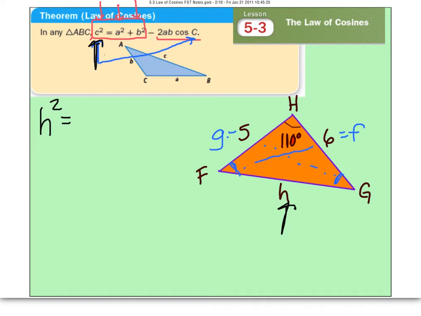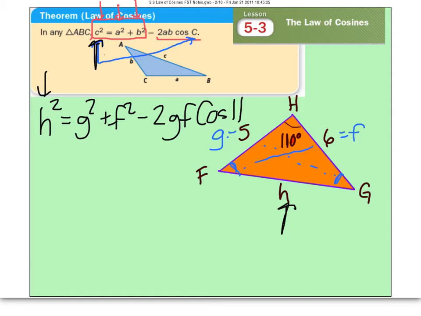So the formula is going to be the side I want to solve for. So that's h squared. Then I'm going to use the other 2 and say g squared plus f squared. Now if you notice on the formula, they subtract 2 times these 2 sides. So I'm going to subtract 2 times g and f. Then remember I said if you start with a side length, you must end with its angle over here. So I'm going to wrap it up and end with the cosine of angle h.